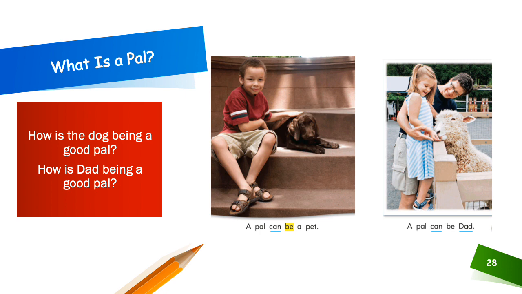A pal can be a pet. A pal can be dad. How is the dog being a good pal? Look at that picture. How is that dog being a good pal? Well, it looks like he's sitting with his friend and supporting him. What about dad? How is dad being a good pal? It looks like the dad brought his daughter to maybe a petting zoo, and it looks like he's helping her stand up really tall so she can pet that sheep. It looks like dad and the dog are both being good pals to the kids.